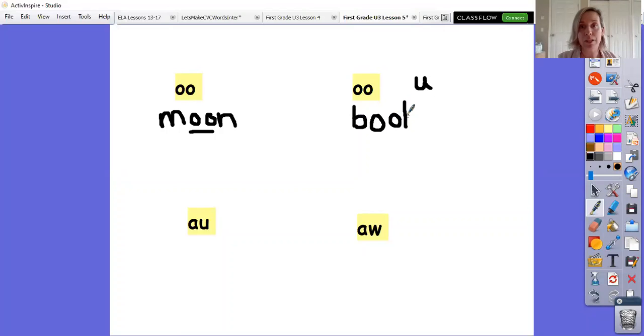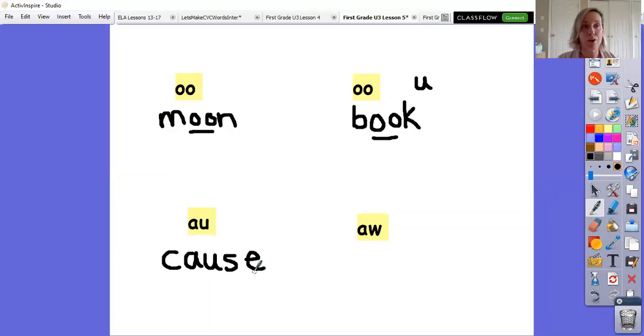Pardon my writing on this. So book, but again, it has the double O spelling. What we're also going to be looking at is the AU spelling, and it's going to make the ah sound. So let's look at this first word. There's our k, ah, and then s. It actually has a silent E at the end. So this word is cause.